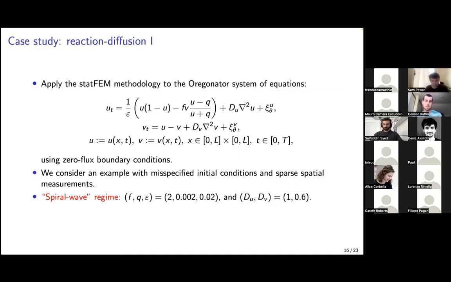Again, as an example to show off this method, we're going to look at this reaction diffusion system called the Oregonator, and we're going to look at an example where we've misspecified the initial conditions and taken, relatively speaking, sparse spatial measurements. To do this, we're going to look at this spiral wave regime with parameters given by these here.